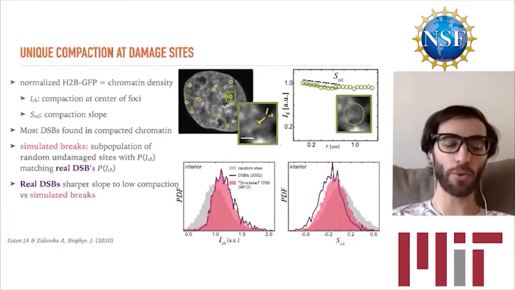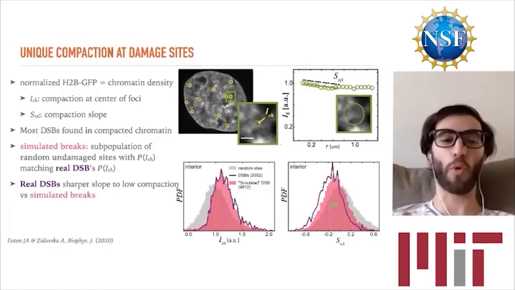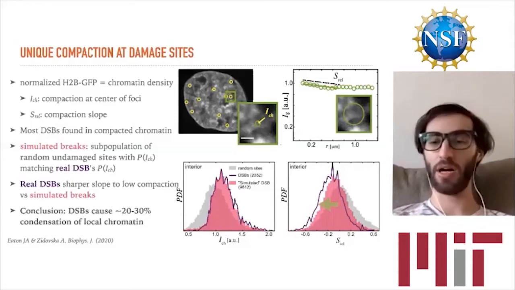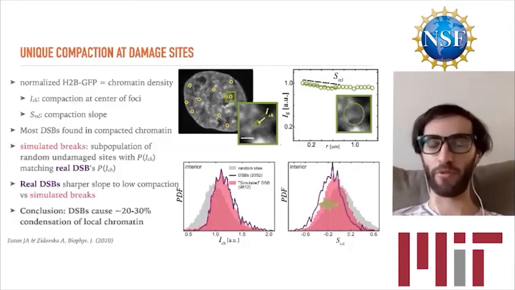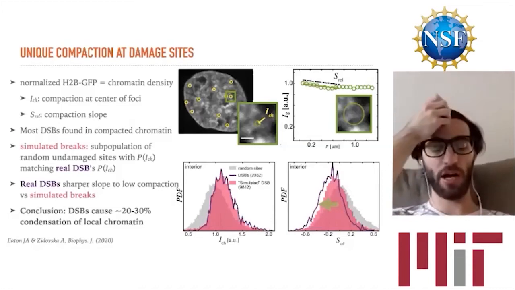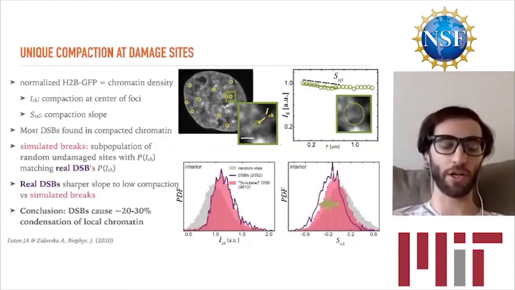So we can conclude that DSBs, the double-strand breaks, cause a roughly 20 to 30% increase in the local chromatin condensation just by virtue of there being damage right there. So we think this is part of the repair process. All this calculation was done for the interior, but we have a very similar story for the nuclear periphery.